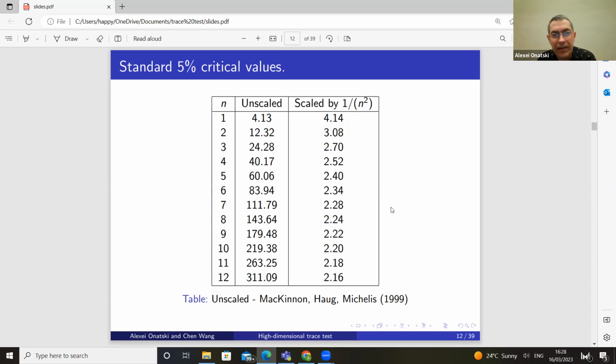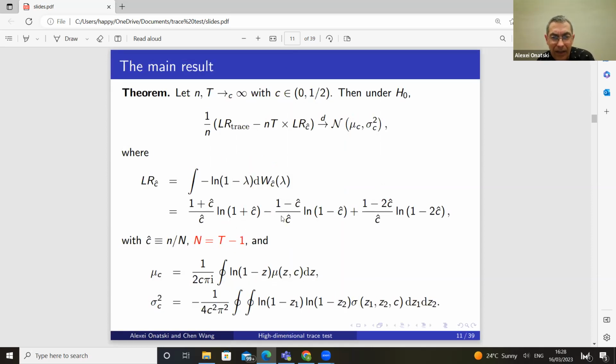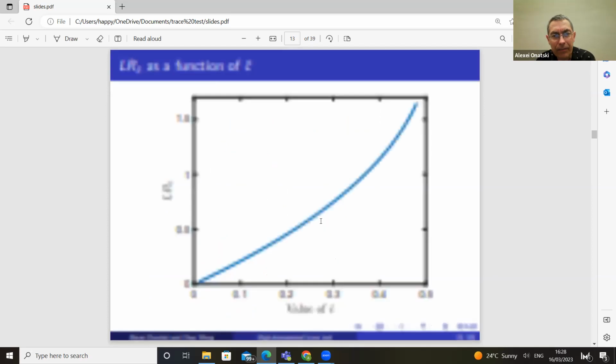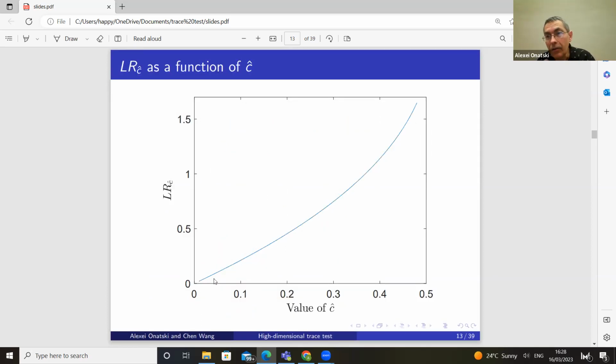Now, how does the centering look? It's a combination of logarithms, not quite clear how it behaves, but it behaves very simply. It only depends on the value of c hat. Remember, it's n divided by t minus 1. If c hat is small, this is close to 0, but if c hat converges to 0.5, this converges to some finite number, and the slope actually becomes infinite, but it touches the axis here, so it behaves nicely.